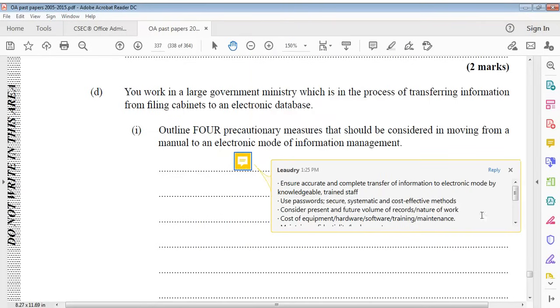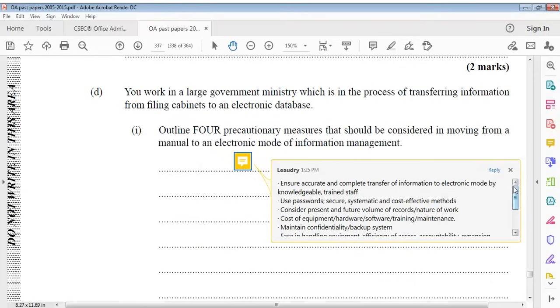So let's see what's our answer. 1, ensure accurate and complete transfer of information to electronic mode by knowledgeable trained staff. 2, use passwords, secure, systematic, and cost-effective methods. 3, consider present and future volume of records or nature of work. 4, cost of equipment, hardware or software or training or maintenance.